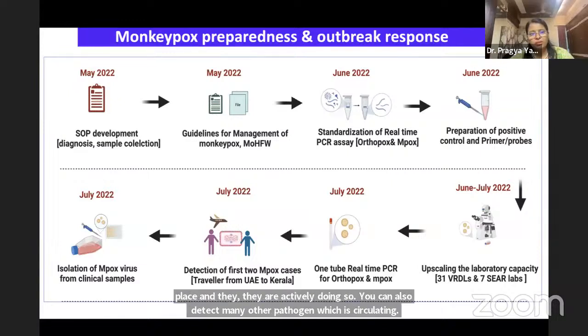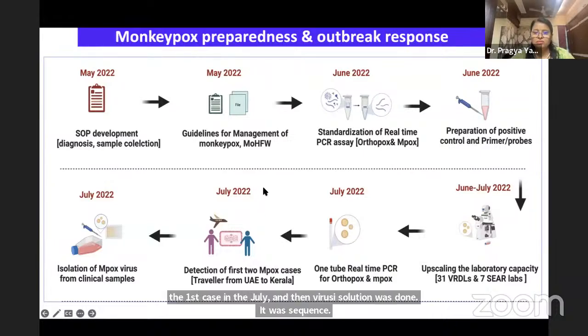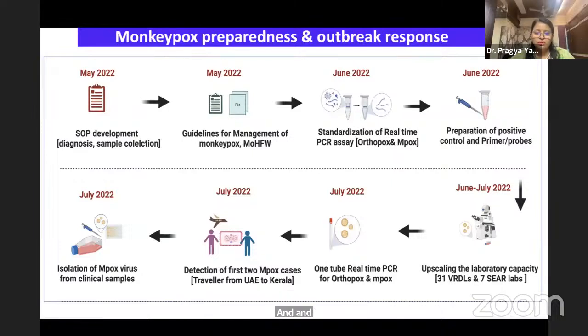So this is a quick summary that we have. We started in May 2022 with SOP development, diagnosis, and sample collection, and immediately the guideline for management of monkeypox was released by the Ministry of Health and Family Welfare, which is available on the portal. Then standardization of real-time PCR was done. We could detect the first case in July, and then virus isolation was done. It was sequenced, and the initial two cases were detected from the UAE, where they had traveled to Kerala, and it was tested using the orthopox and mpox assays.